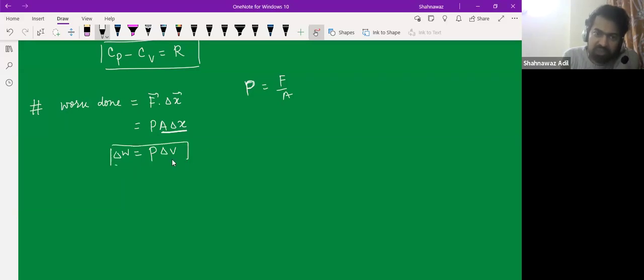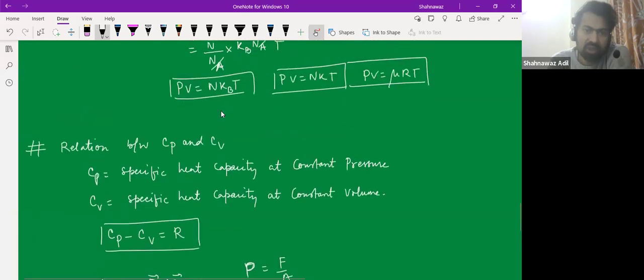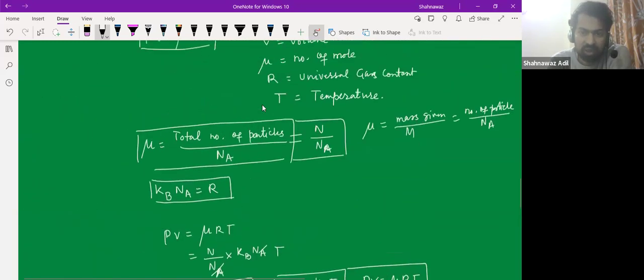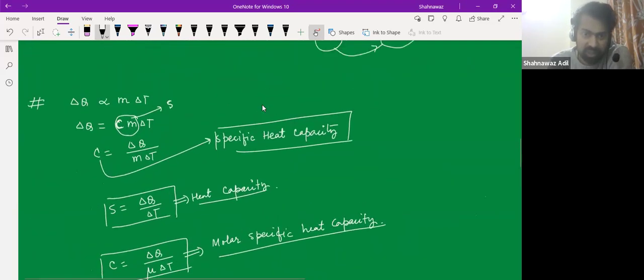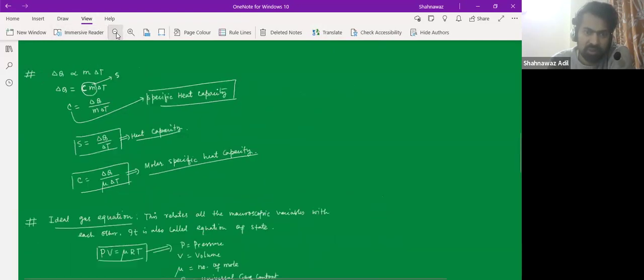So we can write the first law of thermodynamics like this as well: delta Q equals delta U plus P delta V. This is a very important relation, and from this we can derive so many things, right? When we talk about the thermodynamical processes, we will use this, and a combination of these. So please note it down, and then we'll talk about the derivation. Quickly note it.